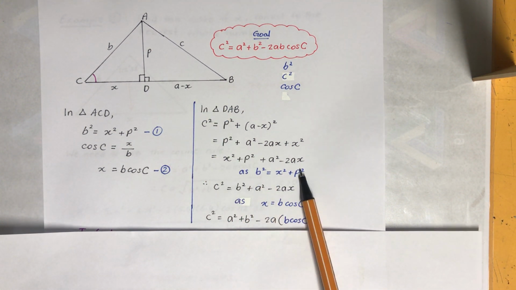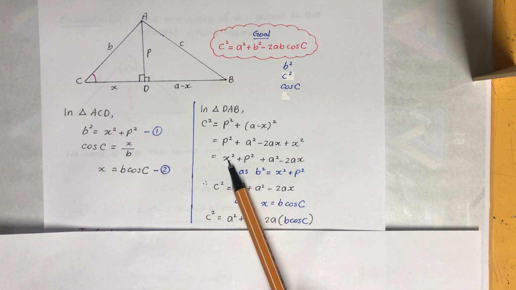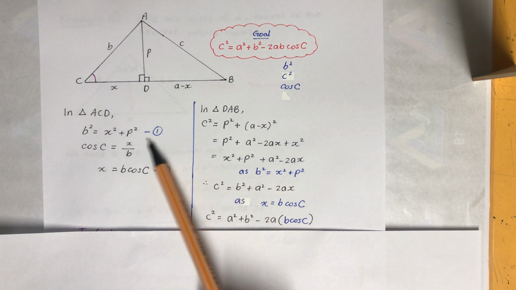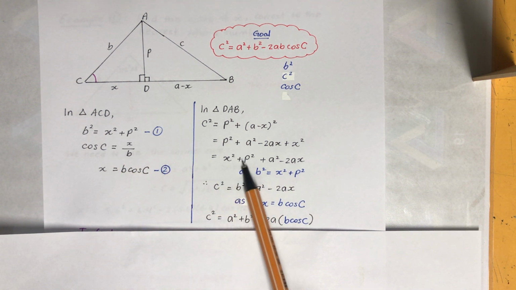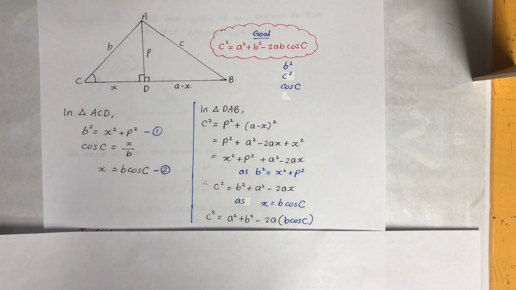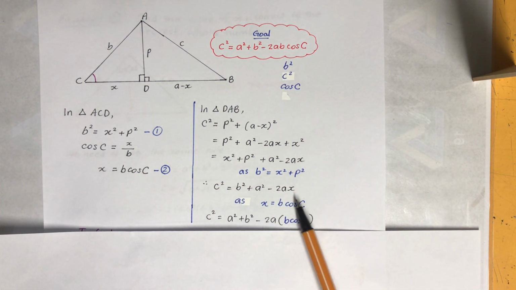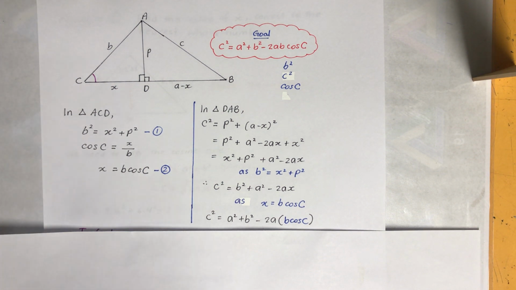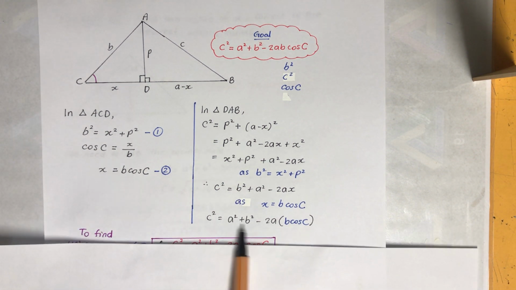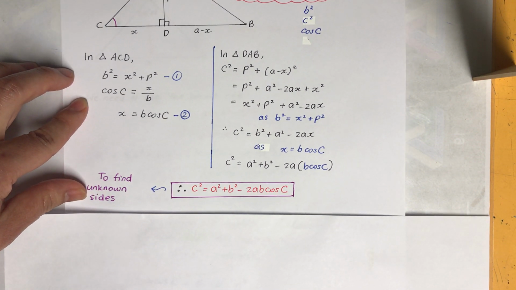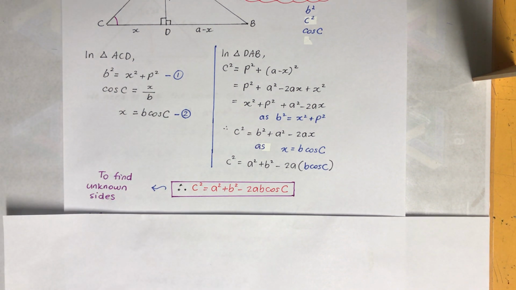And if I put it all together, you can see something familiar here: X squared plus P squared, which is the same as that, X squared plus P squared. So I can replace this with B squared. If I did that, it looks almost like this, isn't it? Except this one's got X. Now, there you go. X we can replace with B cos C. And if I do that, here we go. We have the answer for that. Excellent. Now, this is to find the unknown side.